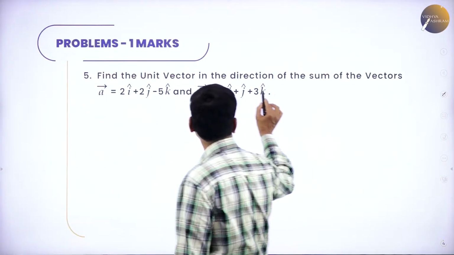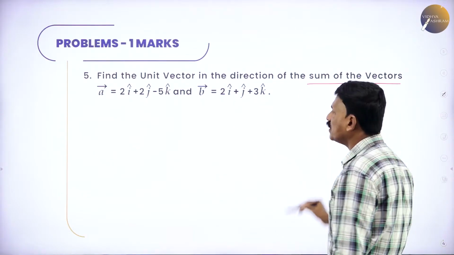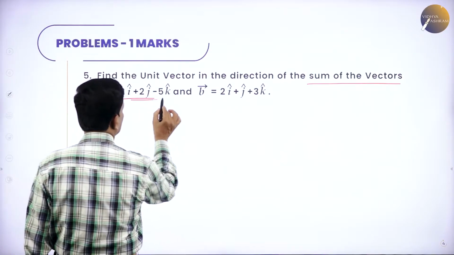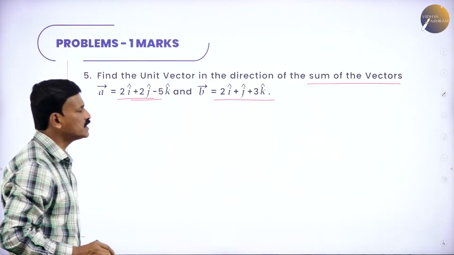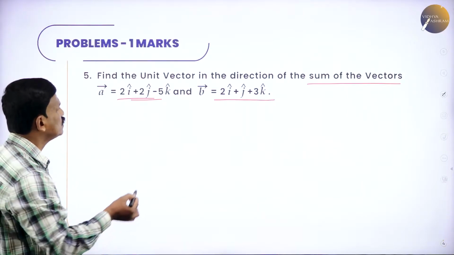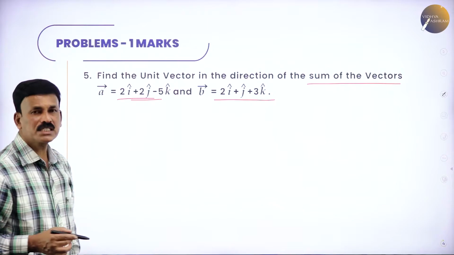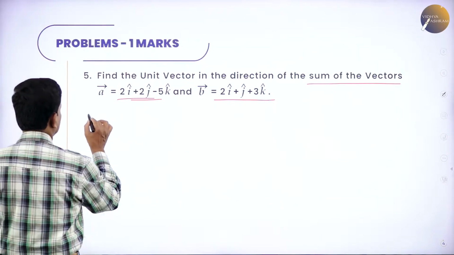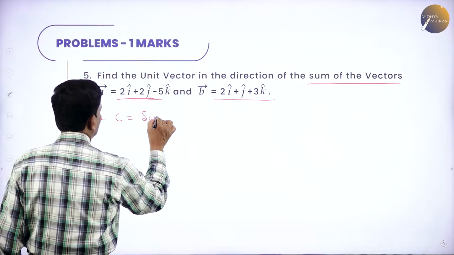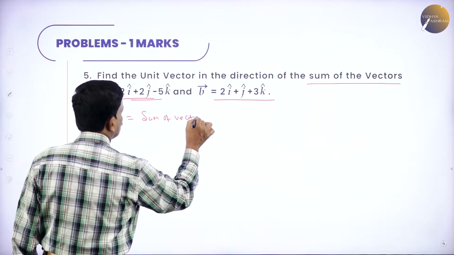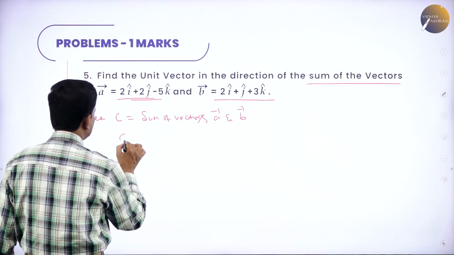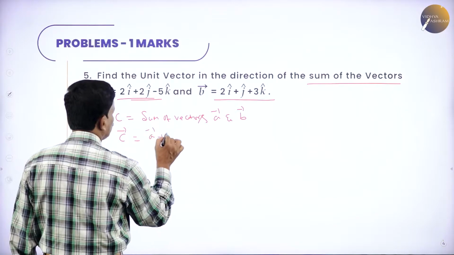Find the unit vector in the direction of the sum of the vectors A is equal to 2i plus 2j minus 5k and B is equal to 2i plus j plus 3k. Here, what is the problem given? Find the unit vector in the direction of the sum of the vectors. Let us consider C is equal to the sum of vectors A and B. So therefore we can write vector C is equal to A plus B.